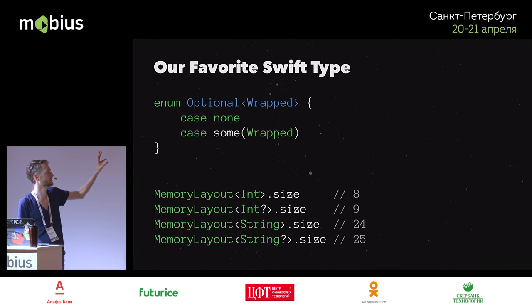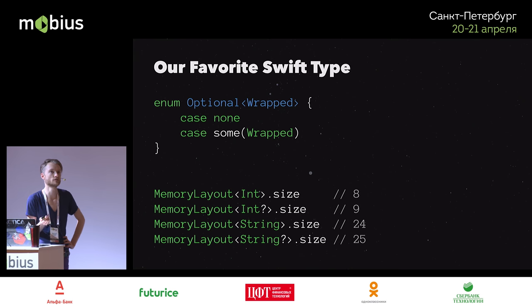I assume everyone has seen how an optional is defined. It's just none or something, and it's really an enum. And then we can ask, hey, memory layout, what's really the size of an integer versus an optional integer and a string versus an optional string? This enum just adds 1 byte, which is sort of efficient. I mean, they could have done it in 1 bit, but that would have been weird, so 1 byte's fine.